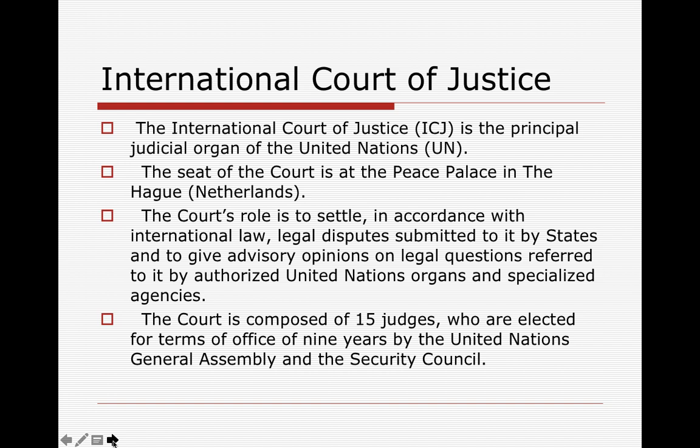So this is very important to note, because the United Nations, as you know, is a truly universal body, and it takes very conscious decisions to ensure that geographical representation is there in all its institutions. So this is something that we find in the composition of the various judges.